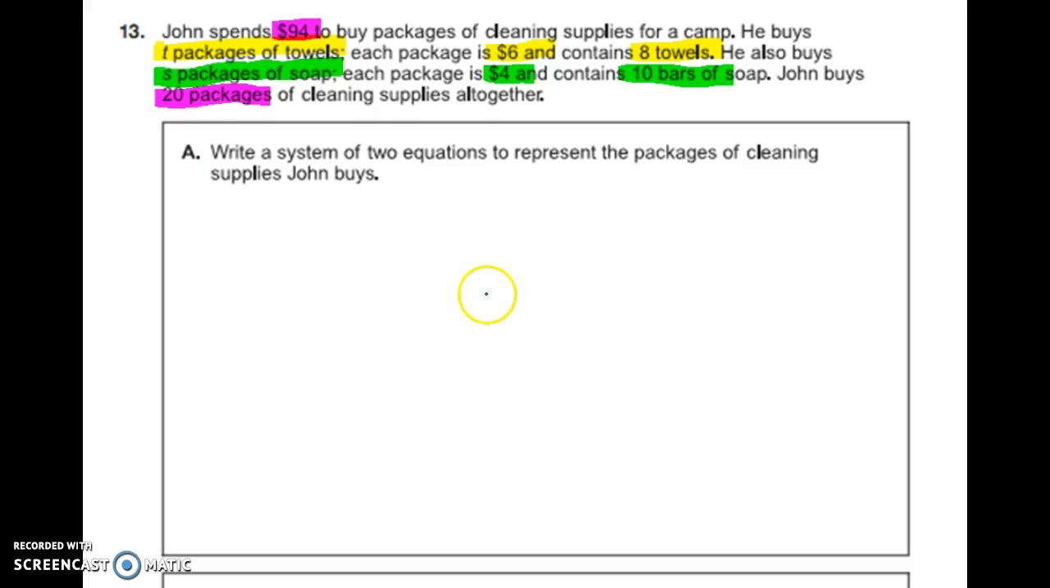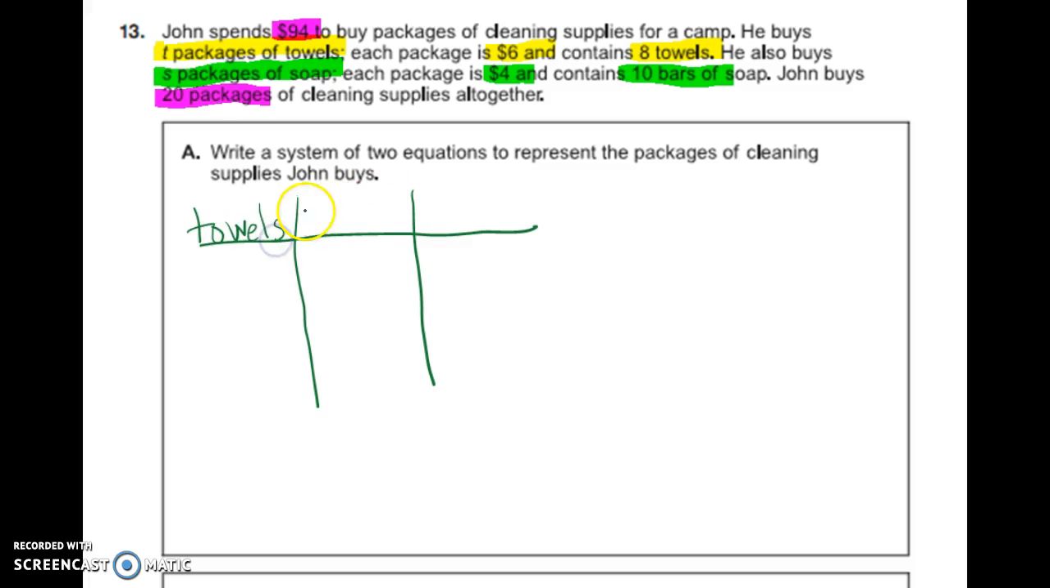To keep myself organized, I'm going to do a table of information. In my first column, I'm going to have towels, then soap, and then a total. So hopefully some of this will come together naturally in equations. For towels, I don't know how many packages he buys, but I do know they're T. The soap is S, and he has to buy 20 packages total. So that actually gives me one equation: T plus S equals 20.